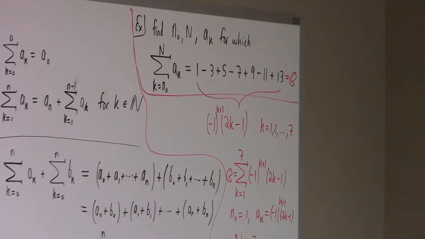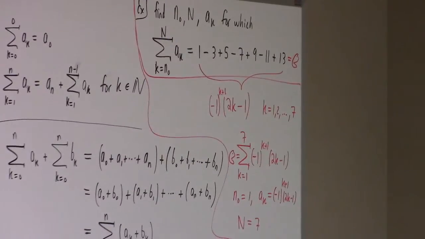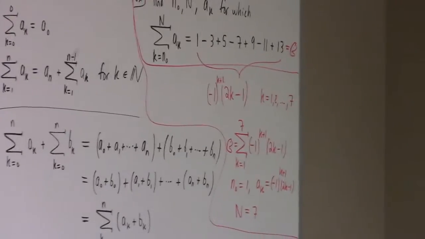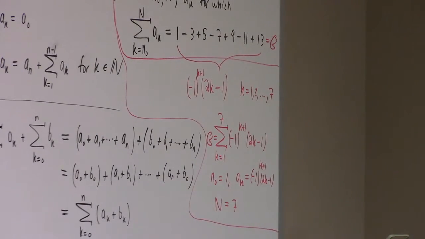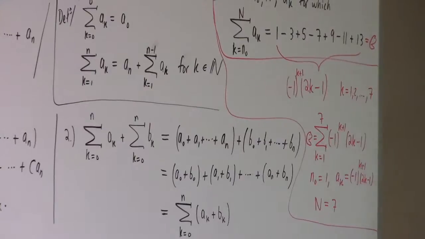This, of course, is by no means unique. You could just as well start somewhere like at 0. Instead of using 2k minus 1, you could use something like 2j plus 1, right? And you could let j go from, say, 0 to 6. And instead you'd have minus 1 to the j then, right? I mean, let me write it down rather than just saying it. Another answer you could write would be this, right?